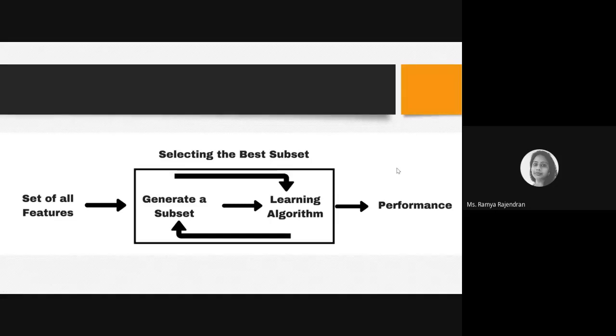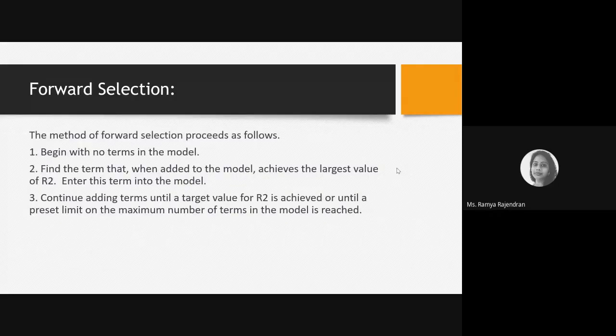So again, here we have a lot of methods in subset selection. We'll be looking into the important types right now. The first type is the forward selection method. Here, you'll be starting from scratch.